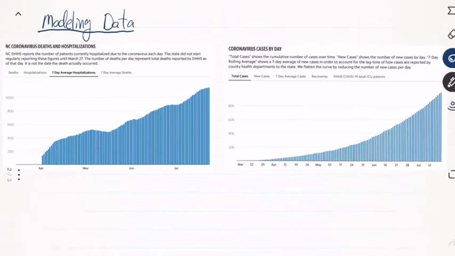On the left-hand side are the deaths and hospitalizations, the 7-day average of hospitalizations, meaning how many people are in a hospital on a specific date. The other one is coronavirus cases by day. In March of 2020, there were hardly any in North Carolina, and it's been growing steadily throughout. So these are two different types of models that will fit these pictures.